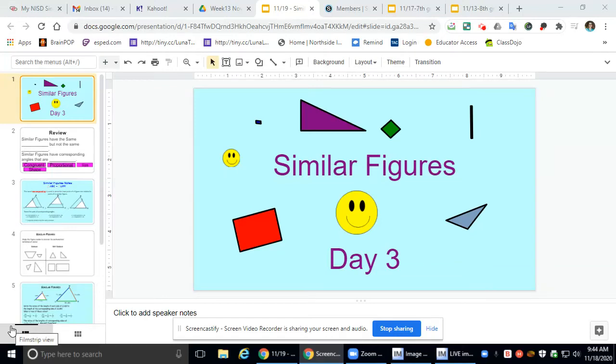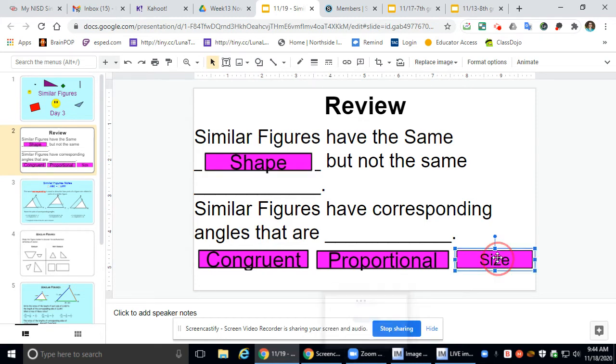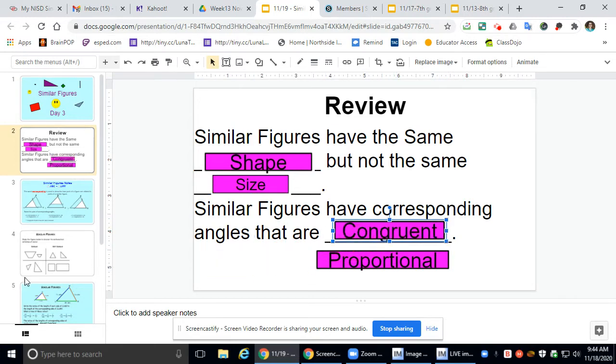Hi everybody, let's go ahead and talk about the third characteristic of similar figures. This is day 3. Okay, so let's review a few things. Similar figures have the same shape, but not the same size. Similar figures have corresponding angles that are congruent. Okay, so those are our first two characteristics.